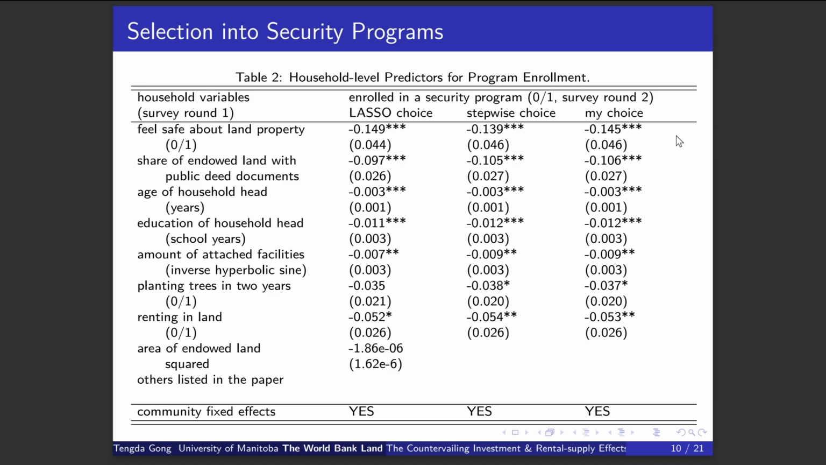So that's my hypothesis. And then you have renting in land. I don't know why, but it seems like they are negatively associated with the program enrollment. Of course, we can control all the community fixed effects, which means if the politicians think, oh, I want to join this program or forced people to join the program, it will be controlled for.